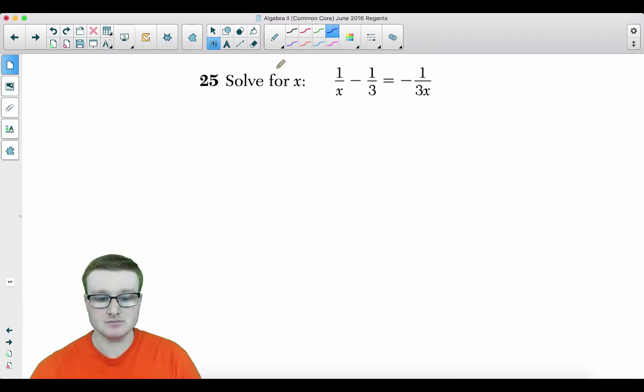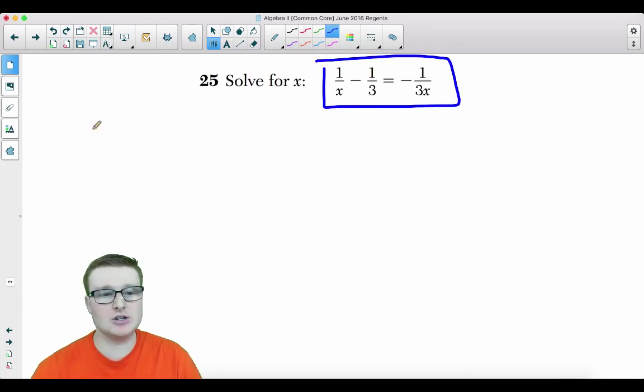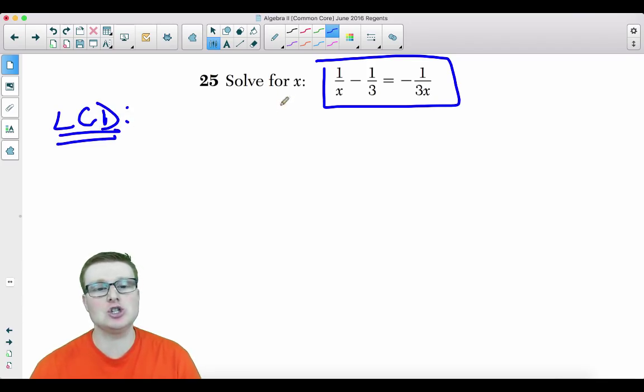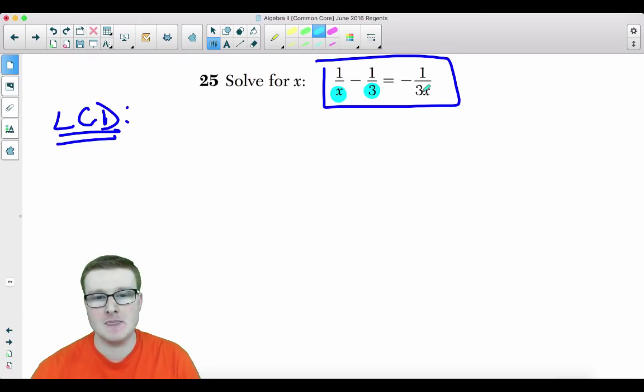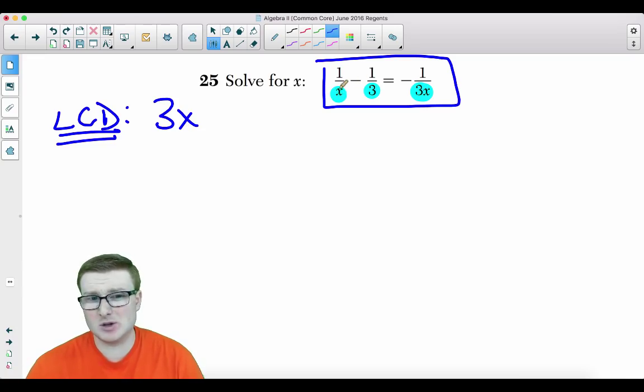Easy peasy. The minute you see a whole bunch of fractions here, you should be thinking least common denominator. You're looking at each denominator and asking how you could possibly make all of these look alike. Well, I see an x, a 3, and a 3x. So clearly your LCD is 3x. You need to multiply this fraction by 3, multiply this fraction by x, and you don't need to do anything to this one.